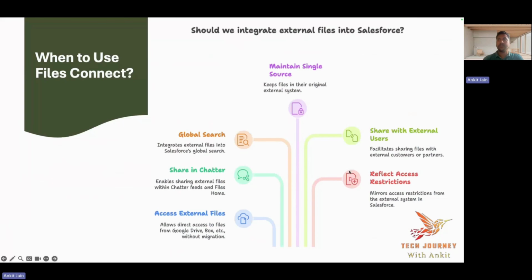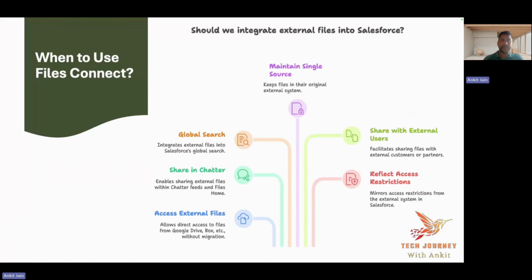Moreover, in case you want to reflect the access restrictions from the external systems directly into Salesforce, File Connect is also a very good option. So quick pointers: if you want to access the external file, reflect the access restrictions, if you want to share the files with the external users, share the file into Chatter, or do a global search on the file, for all those use cases, File Connect is a very good option to go for.